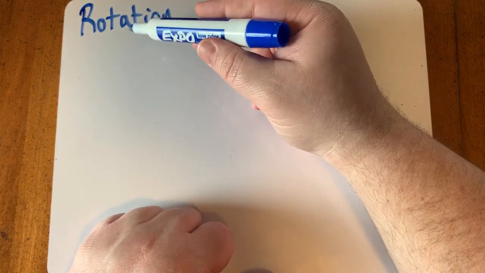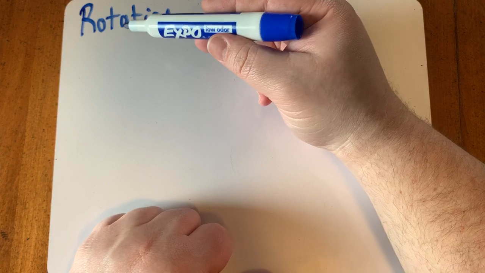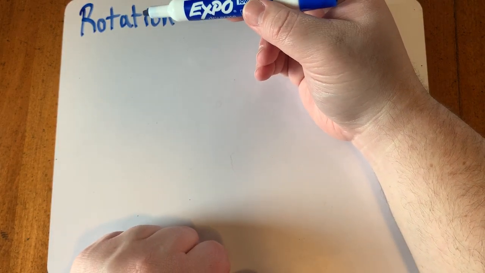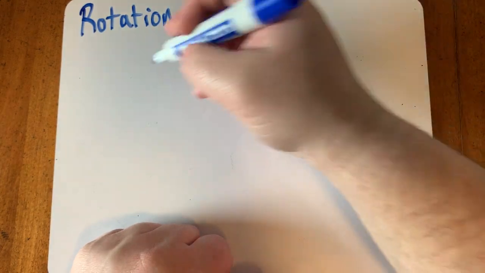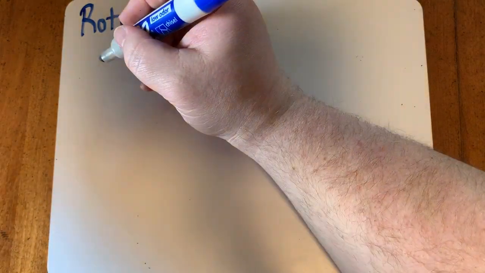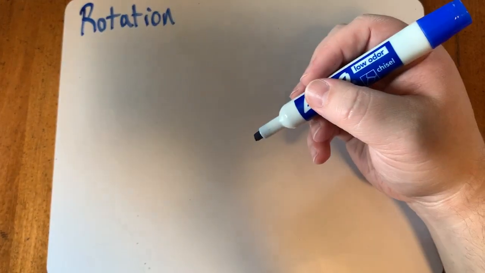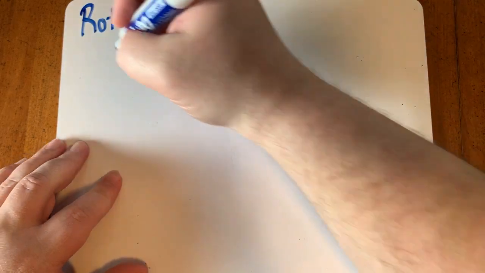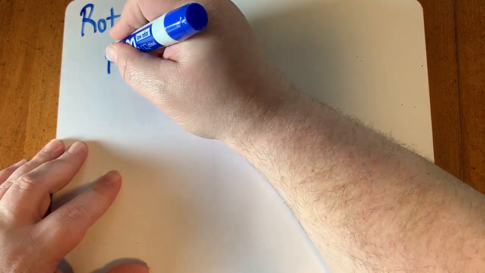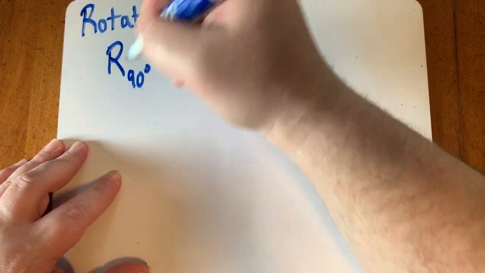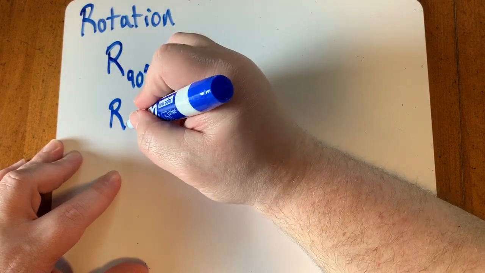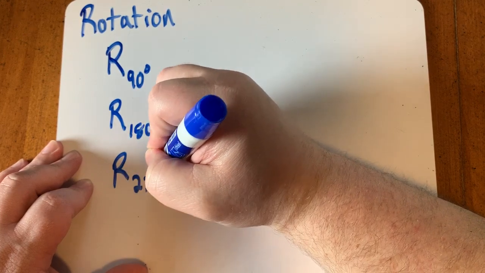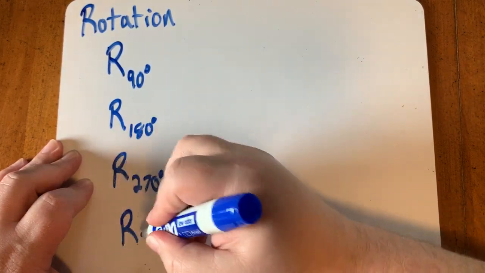So, well, rotation, reflection both start with R. So our shorthand for rotation is going to also be R, but it's a capital R. When we did reflection, it was a lowercase r. Rotation, it's going to be a capital R. And we're going to do multiples of 90 degrees. So 90, 180, 270, and 360.